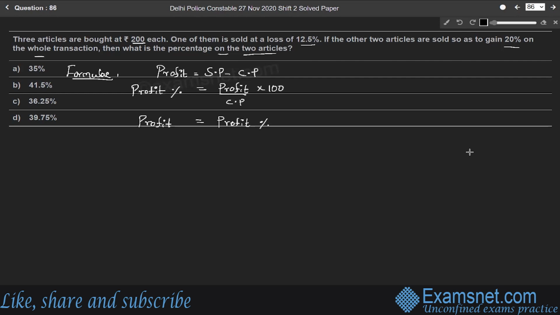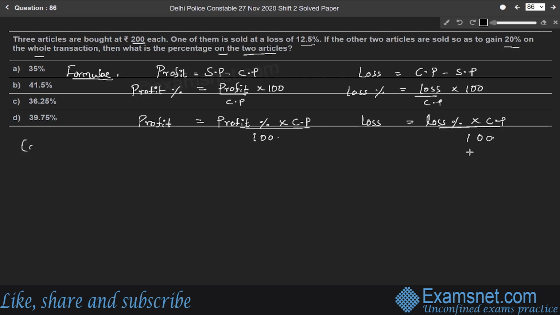Profit is profit percentage into cost price divided by 100. At the same time, loss is equal to cost price minus selling price. Loss percentage is equal to loss by cost price into 100. That means for some cost price, the loss is some value, therefore for 100. So if cost price and loss percentage are given, then loss is equal to loss percentage into cost price divided by 100. So come to the calculation part.